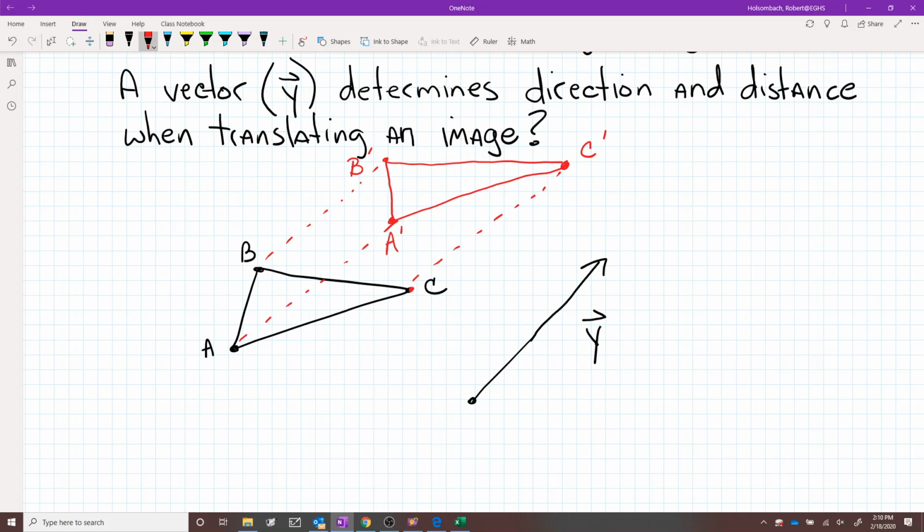They're all the same length, aren't they? So they're the same length. And what else? They're all parallel. Very good. They're parallel and congruent. So your translation of the shape is going to be parallel and congruent to the vector.